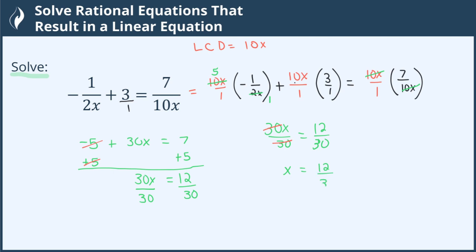Now I can reduce that, and I can tell you that Newton really loves for you to do that. So to reduce this, 6 is going to go into both evenly. So I'm going to divide the top and the bottom by 6 over 6. And then 12 divided by 6 gives me 2. 30 divided by 6 gives me 5. So 2/5 is equivalent to the 12 over 30. So this is my final answer of 2/5.